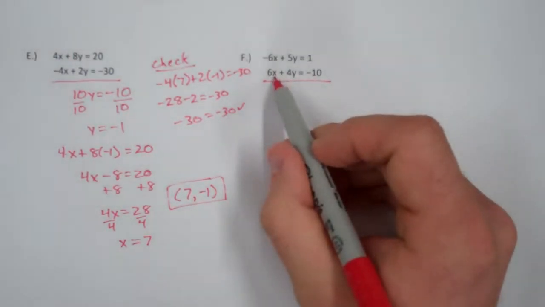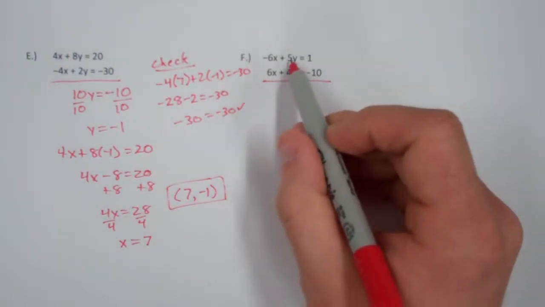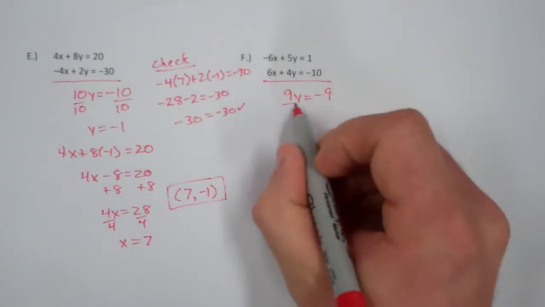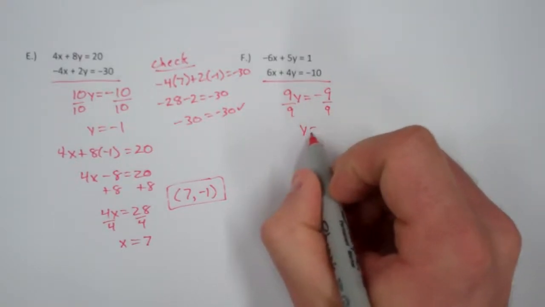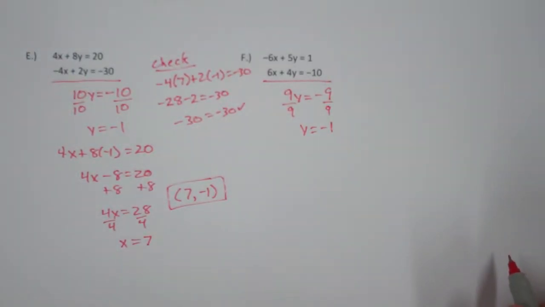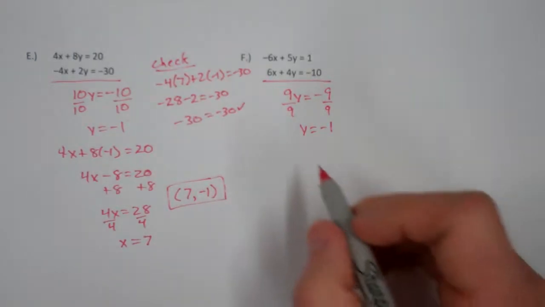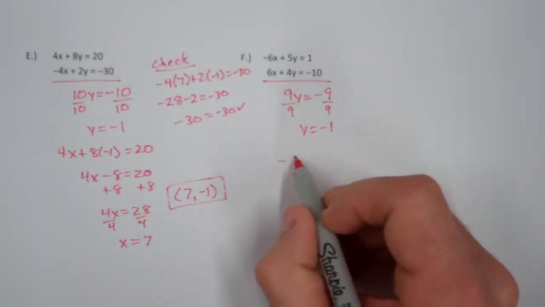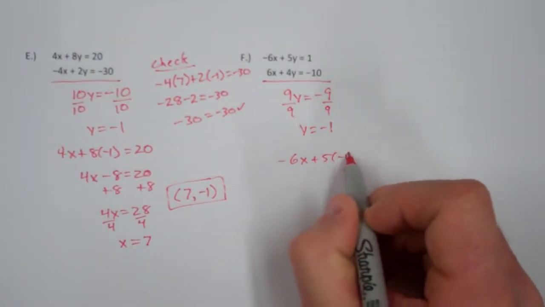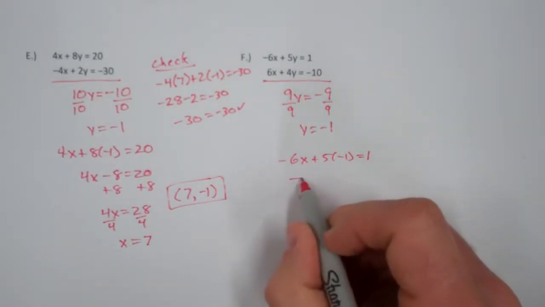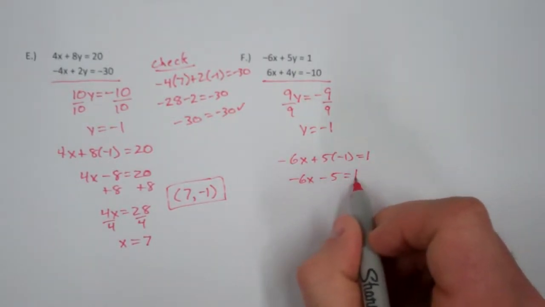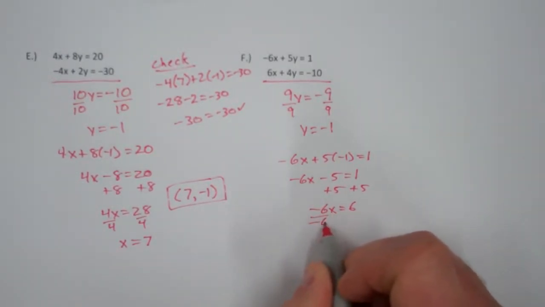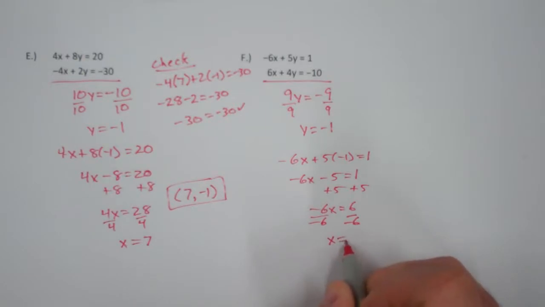This last one, we've got negative 6x and 6x, which is 0. 5y and 4y is 9y. 1 minus 10 is negative 9, so we divide by 9 here, and for this one we find y to be negative 1 also. Let's see if x is 7 like the last one. I don't think it's going to be, but we'll see. Let's use the first equation, negative 6x plus 5 times y, which is negative 1. It's equal to 1. So we've got negative 5 here is equal to 1. We'll add 5. Negative 6x is equal to 6. Divide by negative 6, x is negative 1.